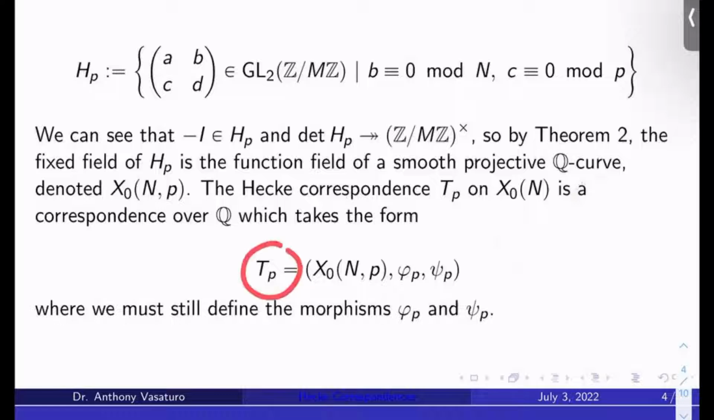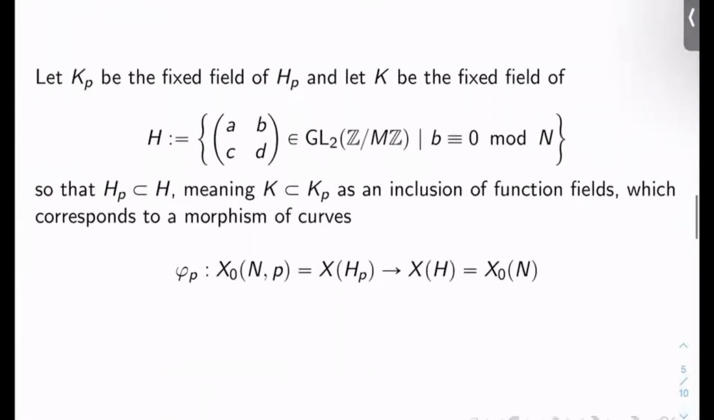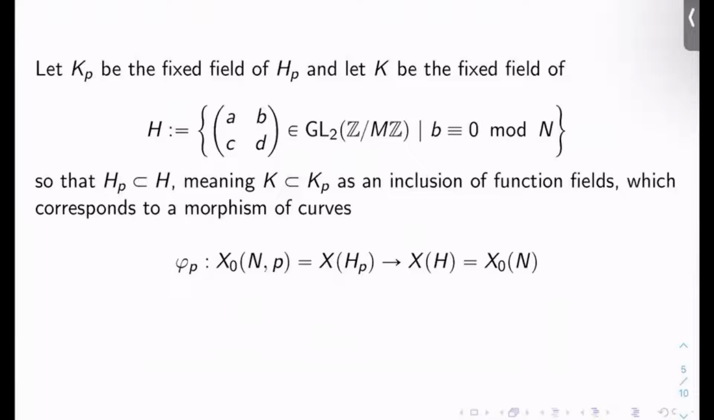Okay, so T sub p, here we go. I've got to give you the morphisms now. The first one's easy. So let K sub p be the fixed field of H sub p, right? And let K be the fixed field of this other subgroup of GL2 of Z mod mZ, a little bit simpler subgroup. It's the set of all matrices A, B, C, D where B is just 0 mod n. So H contains H sub p, because H sub p had additional restrictions on it.